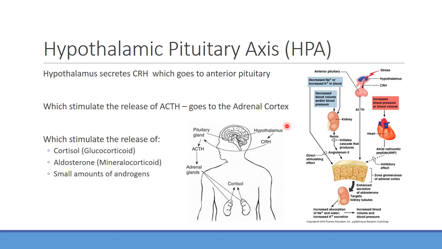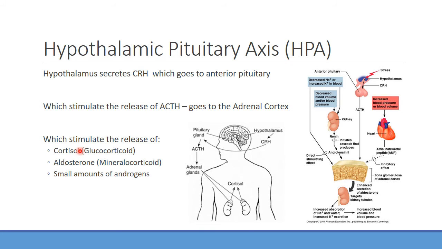Okay, so what's typically happening is you're going to have the hypothalamus secreting its corticotropin releasing hormone, which will end up going over to the anterior pituitary. Then that's going to stimulate release of adrenocorticotropic hormone that goes to the adrenal cortex itself. So what happens when you get here is that it's going to be stimulating release of both cortisol.